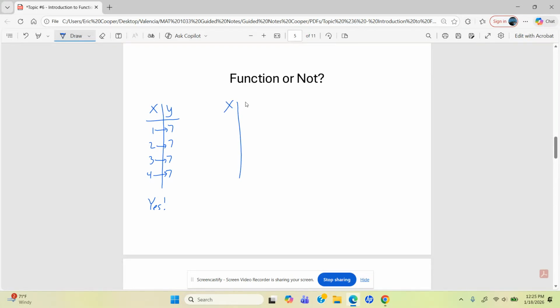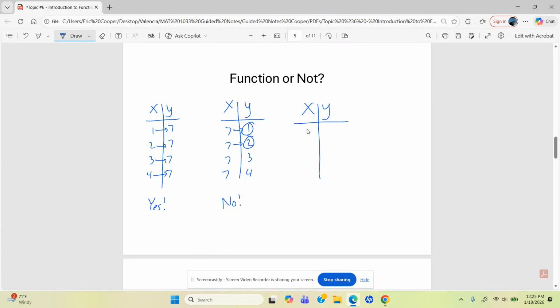Let's look at it the other way. Let's say all the x values were 7s, and the y values were 1, 2, 3, and 4. Well, the first time I have 7, it goes to 1. But then I have 7 again, and it goes to 2. The same x value is going to 2 different y values. No, this would not be a function. In order for it to be a function, the same x value has to go to the same y value.